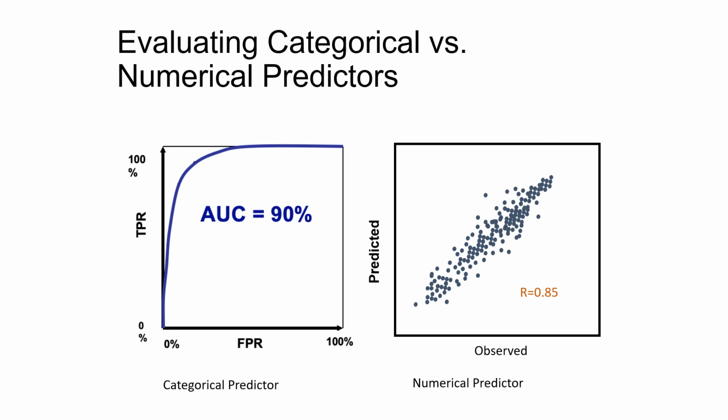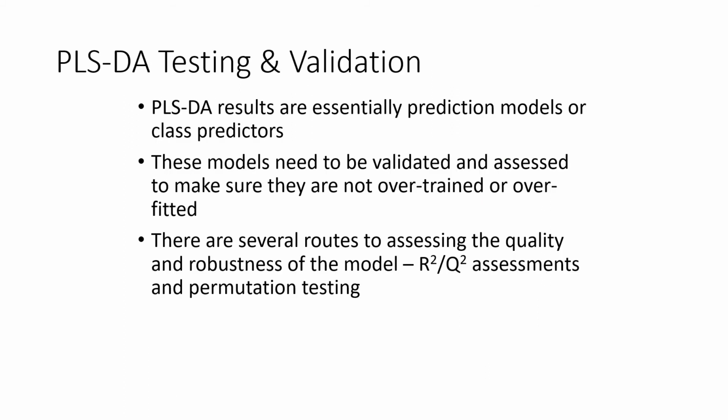Now, regardless of whether you are doing numerical or categorical prediction, you still have to do testing and validation. So remember, we talked about training and testing sets for the numerical correlation predictions. Same thing has to be done if you've got a categorical predictor like PLSDA. So they are class predictors. They need to be tested. They need to be validated.